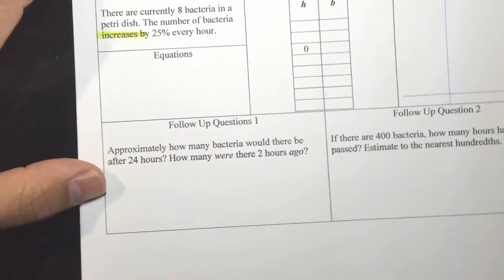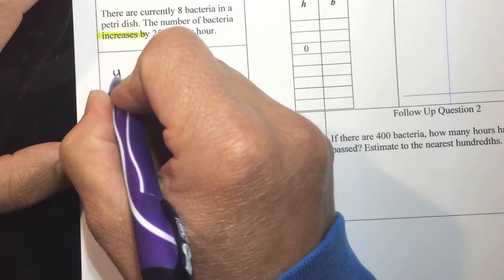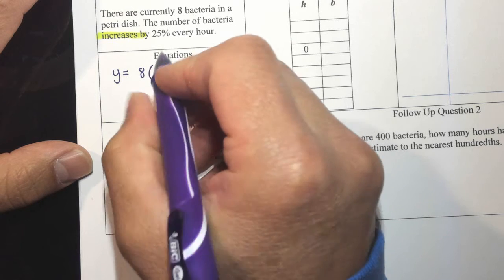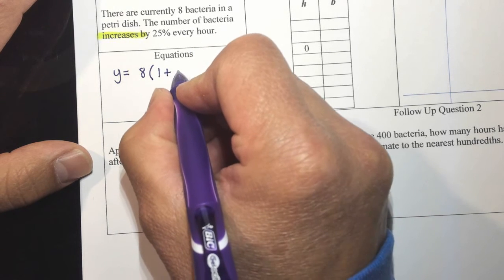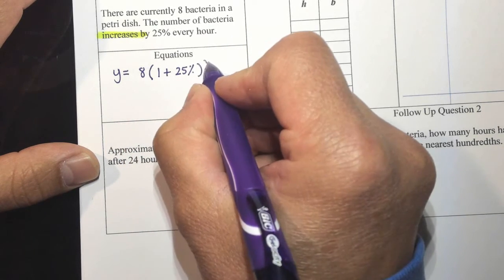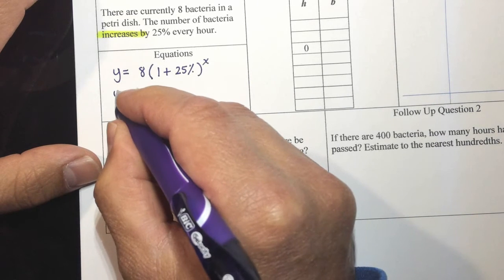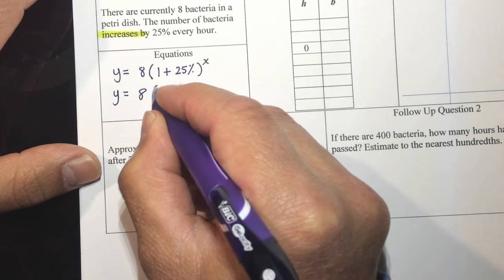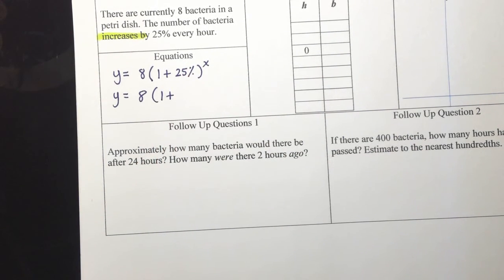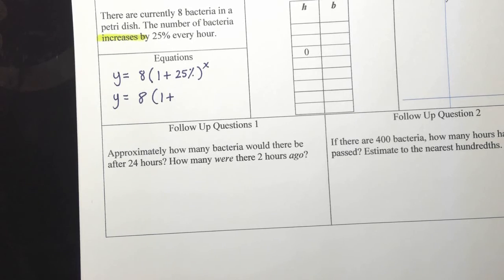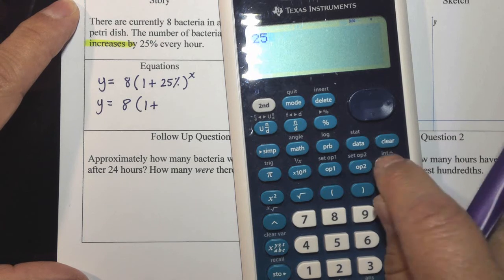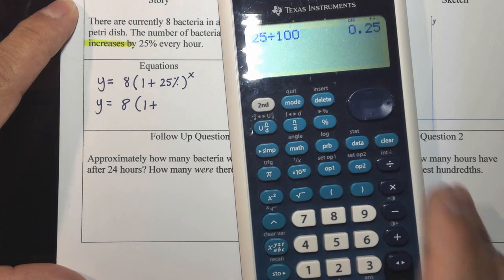Voila. So here's how the equation starts off. Y equals, the initial amount always goes first, that's the A value, and then times 1 plus the rate, 25% to the power of X, and then you go like this. Obviously percents are not real numbers, you have to change that to a real number. 25% means 25 out of 100, which is 0.25.